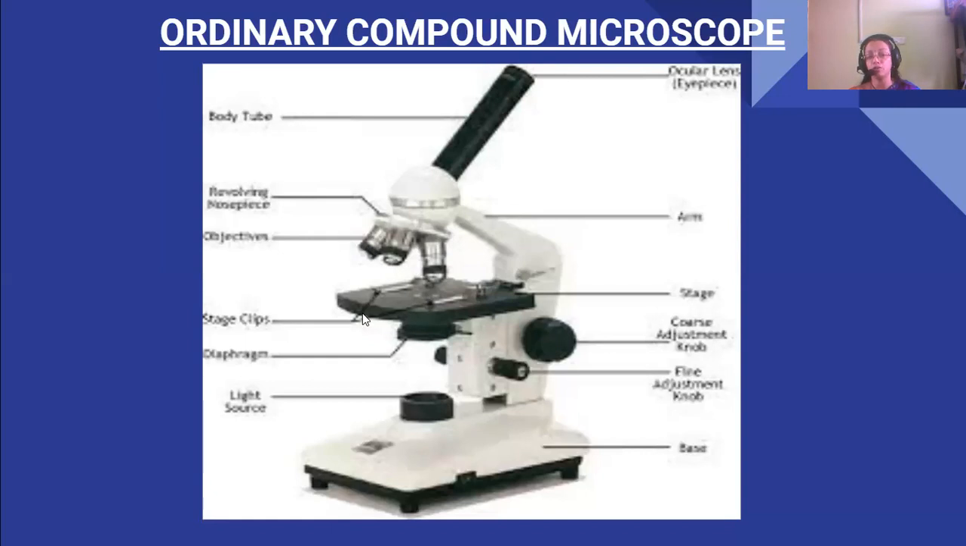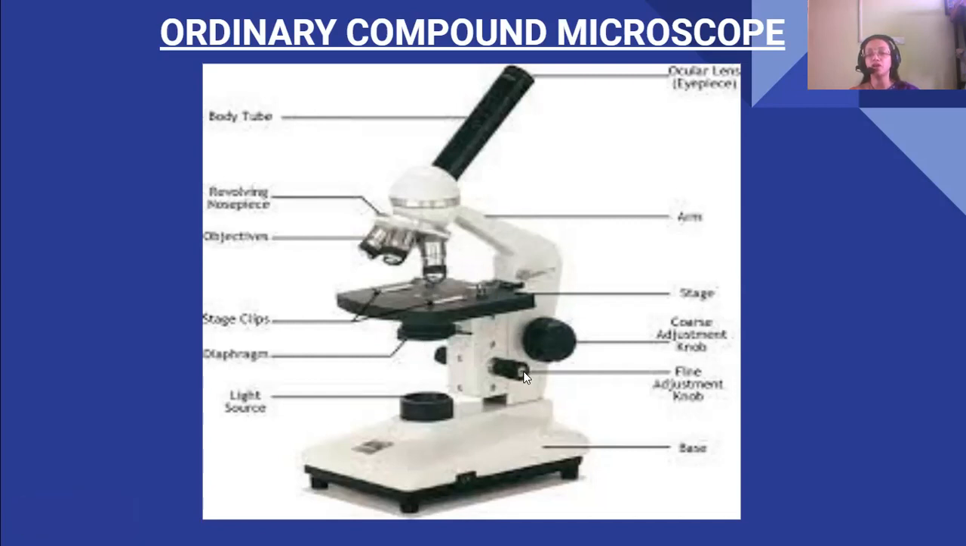Okay, and the object to be observed is placed here on this stage. And there is a reflection. This is the light source, and the light would be reflected onto the object which is placed here, so you can see the object. Okay, this is the diaphragm. This is the light source.